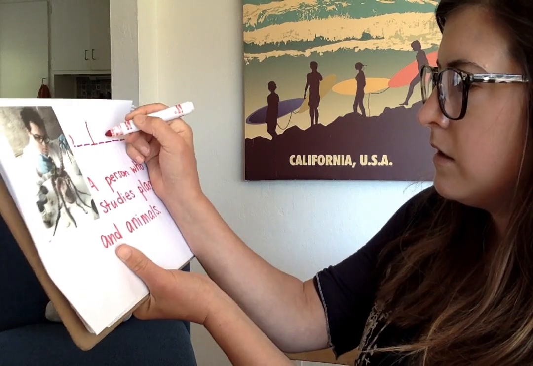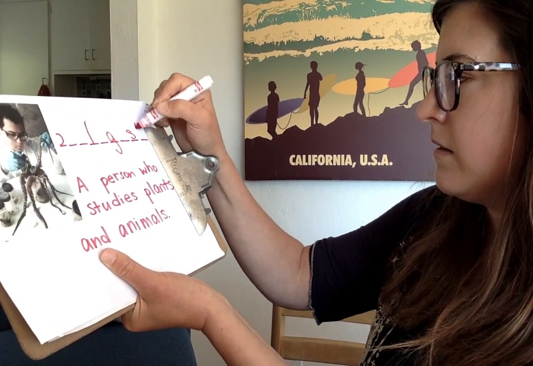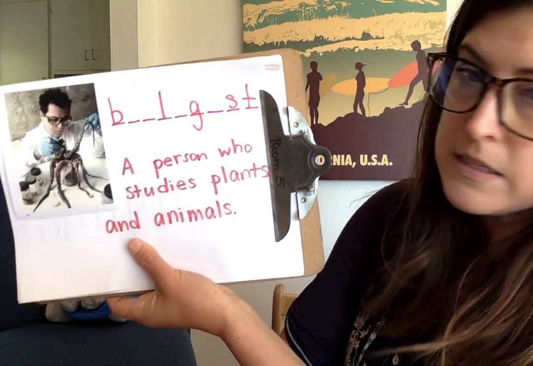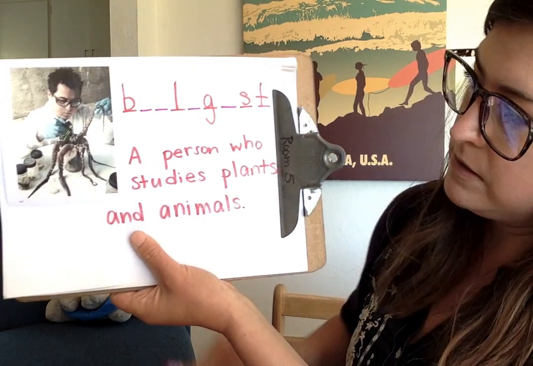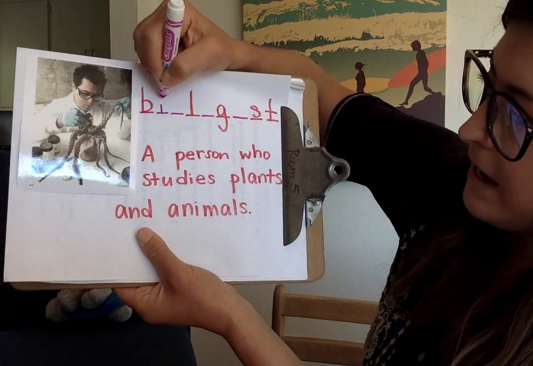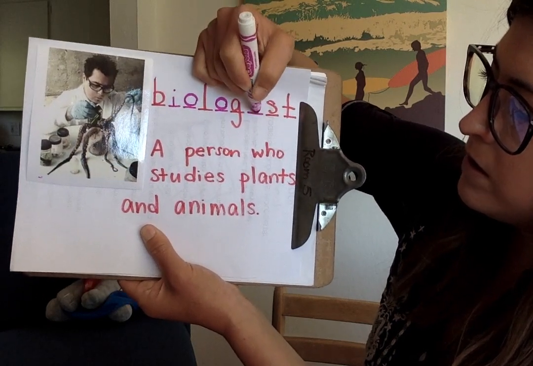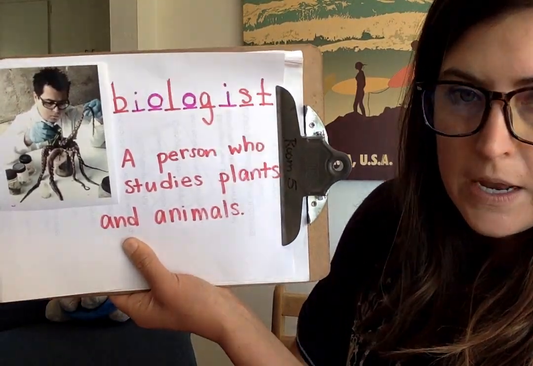Biol. So those are the consonants in the word biologist. Now let's do the vowels. There's I, O, another O, and another I. There's only two vowels and they're repeated, O and I.